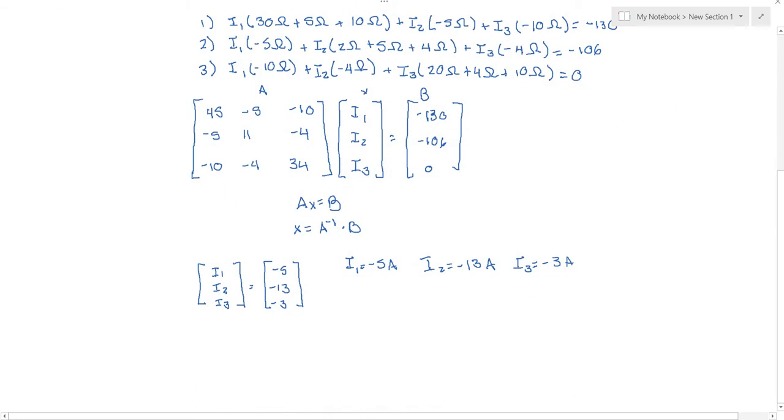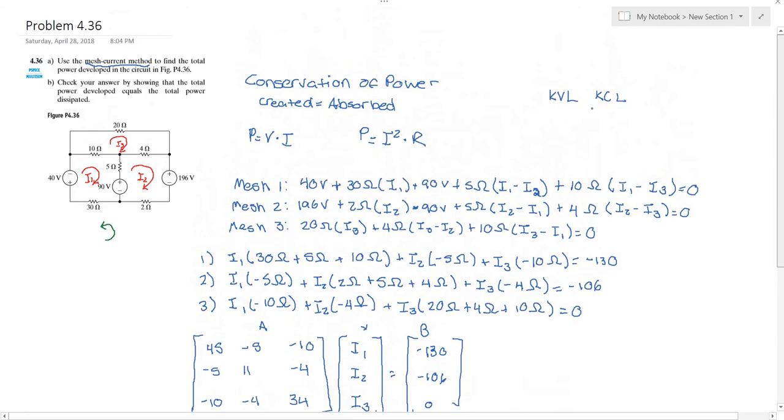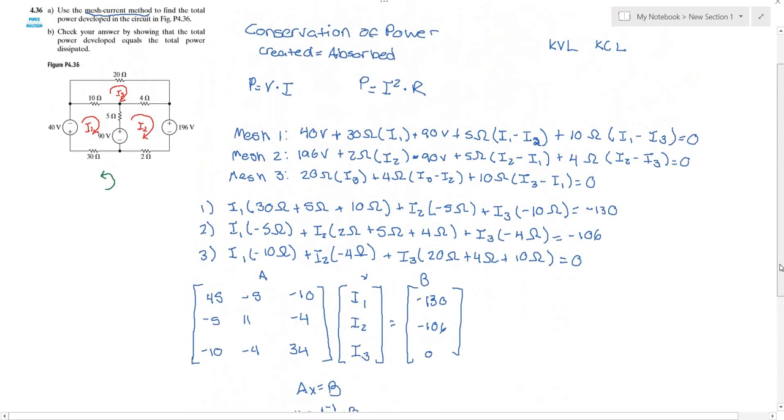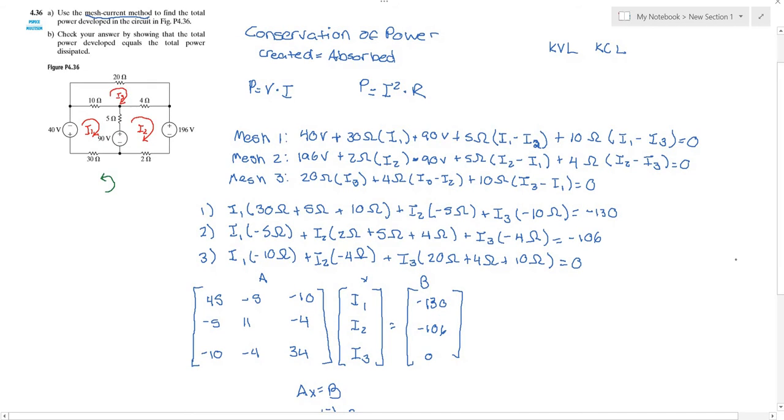So once you have that, we're not done. The question's asking here, let me scroll back up. So the question's asking to use the mesh current method to find the total power developed. Correct. Alright. So the power developed is the power that is being created inside the circuit, correct? So based on what I see right here, what is creating the power? Alright. So the power developed is actually the 40 volts right here.